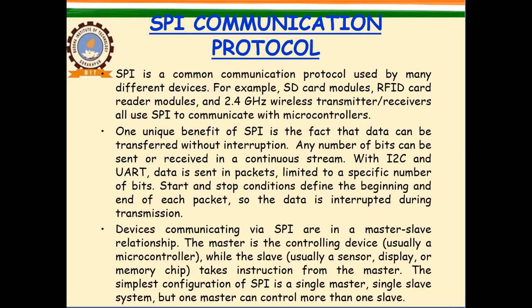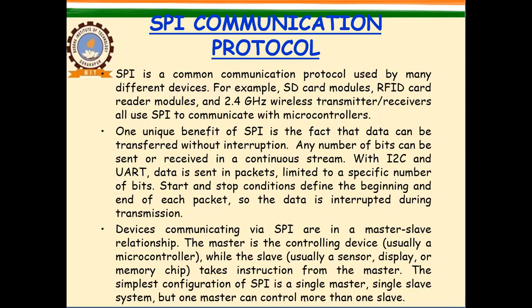Devices communicating via SPI are in a master-slave relationship. So when we use SPI, the transmitting device works as master and the receiving device works as slave. Here the master is a controlling device, usually a microcontroller, while the slave usually is a sensor, display, or a memory chip, which takes instructions from the master.